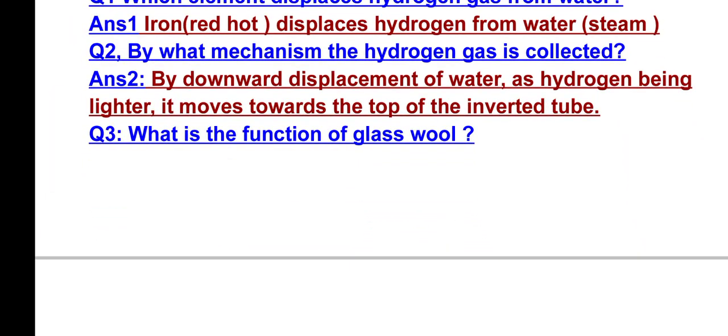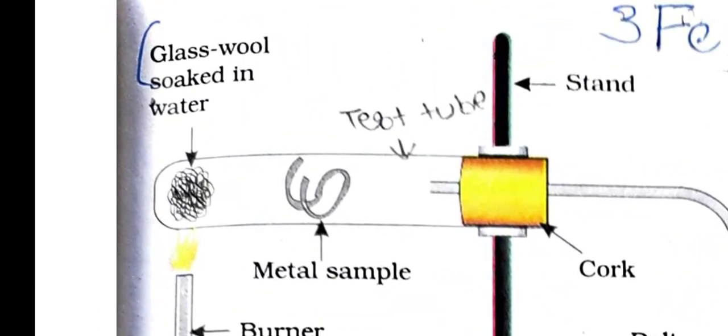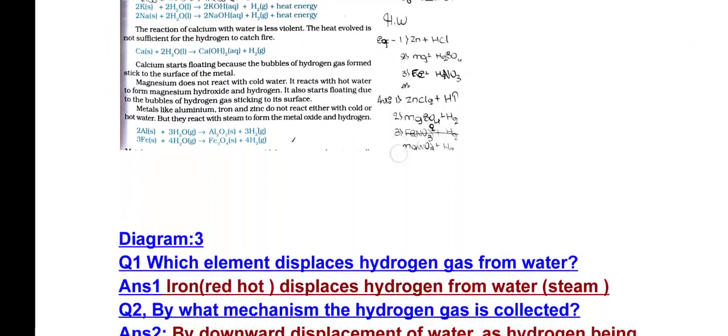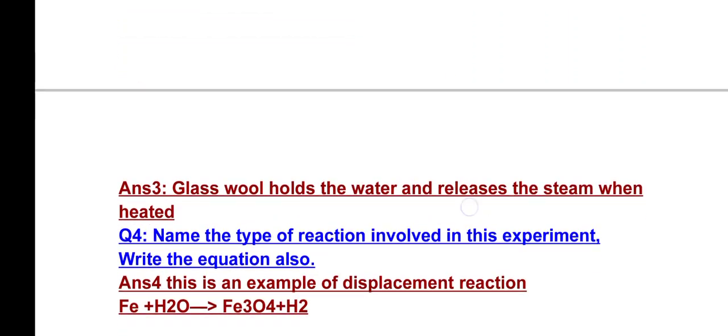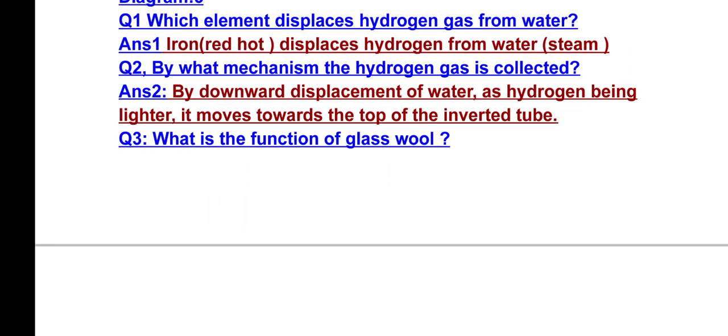What is the function of glass wool? You can see here the glass wool is soaked in water. When it is heated, it releases the steam and it acts as the source of the steam. Name the type of reaction involved and write the equation also. The type of reaction is the displacement reaction because iron displaces the hydrogen from water.